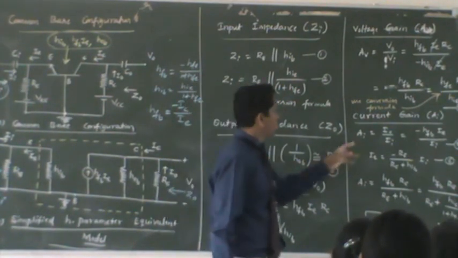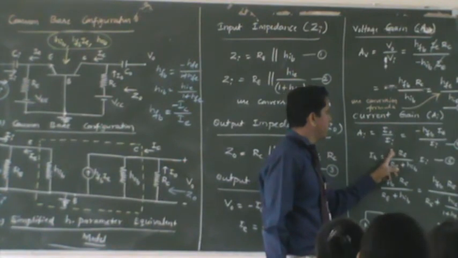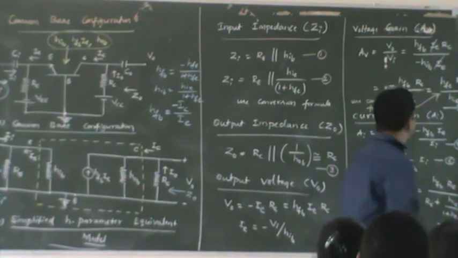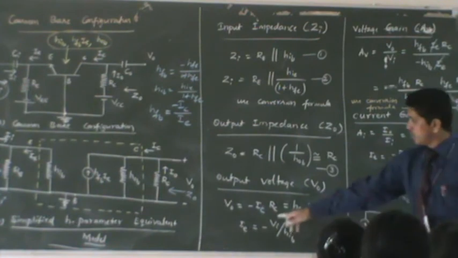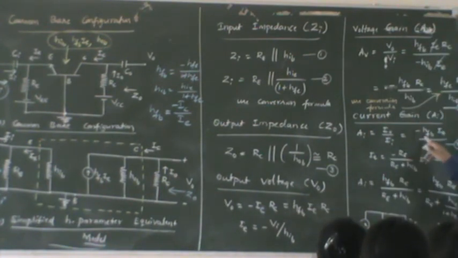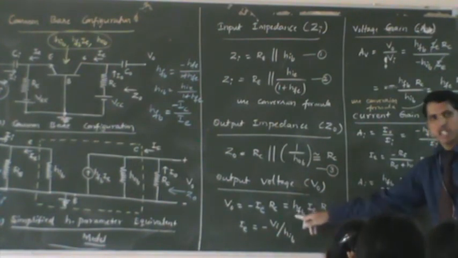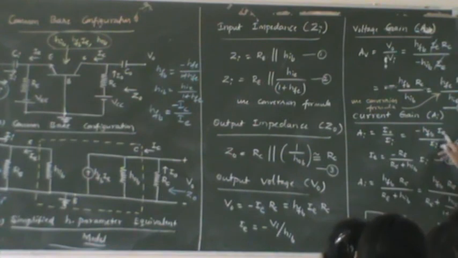To derive the expression for current gain, from definition AI is nothing but I naught by II, and I naught can be written as, which is the same as here. You can see here I naught and IC are both equal. I naught can be written as minus HFB times IE, the same as the IC current equation notation, and II is kept as it is. Now, before we further proceed, we need to write the input section equivalent network, which is written here. You can see here.